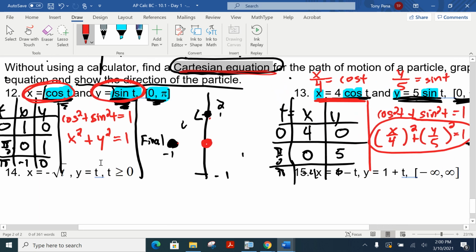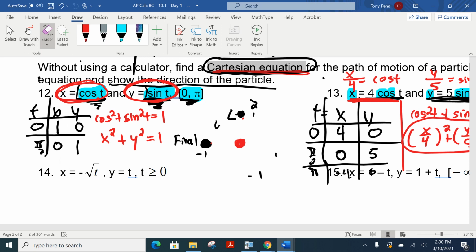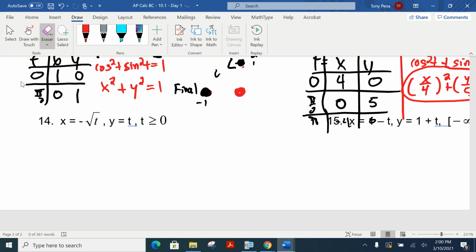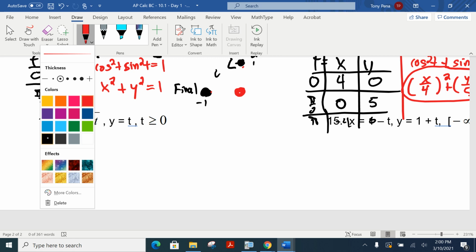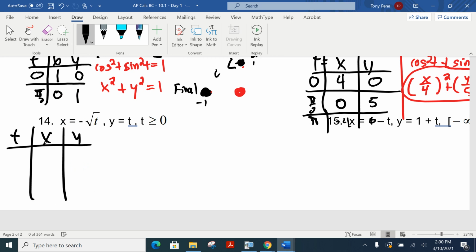14 is the first one where we don't really know what this looks like. So now very much, if you didn't have a calculator in your hand, we would want to set up our little t, x, y chart. So in this one, that's definitely how we want to get this started. So we'll do our t, and then what's our x position at that time? What is our y position at that time? We're going to start at 0. Pretty straightforward. Root 0 is 0, and then y equals t. Our t is a 0.